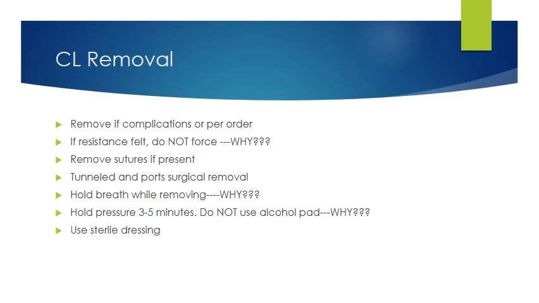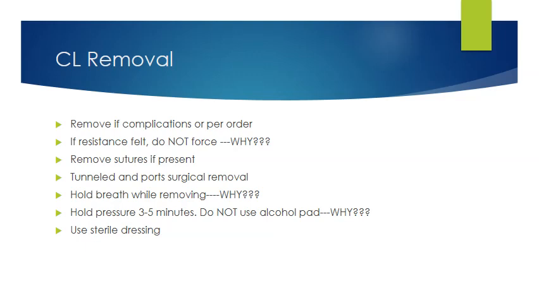When we talk about central line removal, the only time that we would remove it is if there was an infection and we had to take it out, or the patient was done with it, and we would have a physician order to remove it at that time. If you are removing a line, now obviously you're not going to remove a tunneled or a port. Those are surgical removals. They have to go to surgery to do that. But you can remove non-tunneled and PICCs.